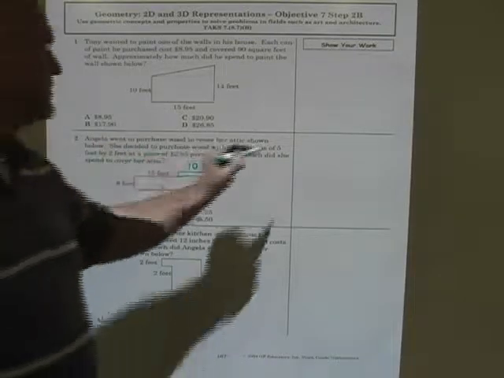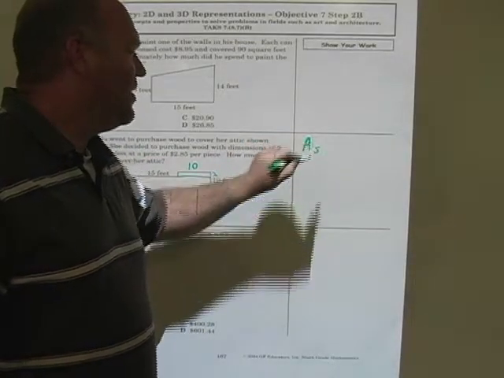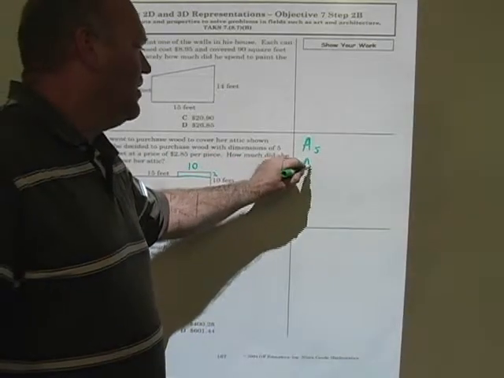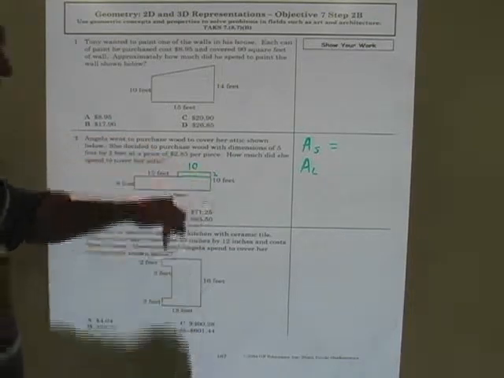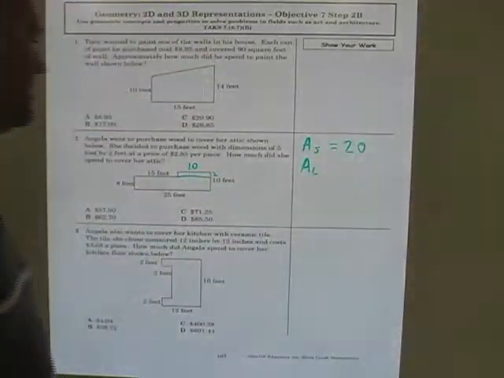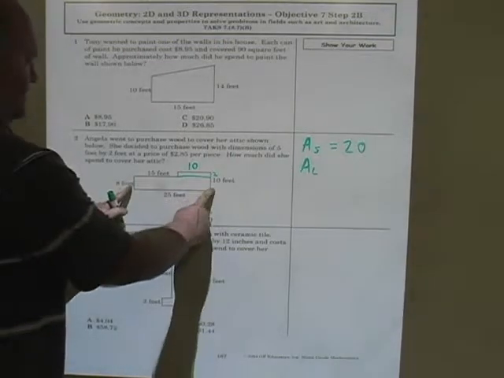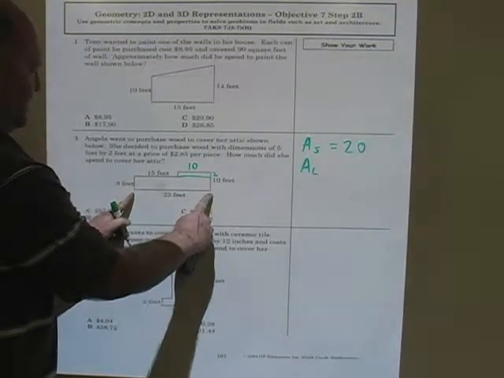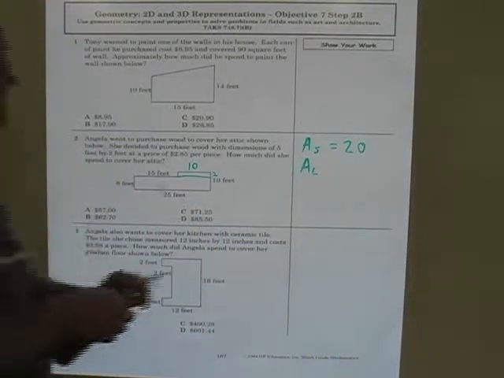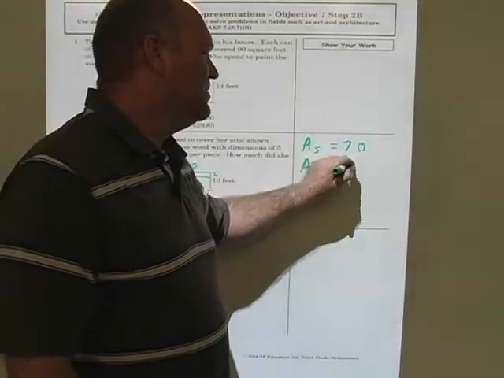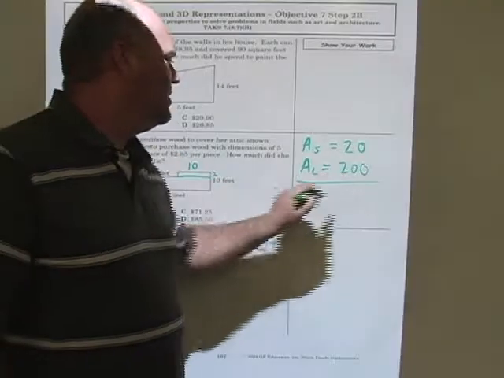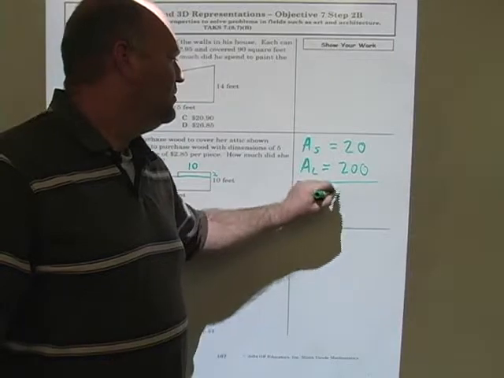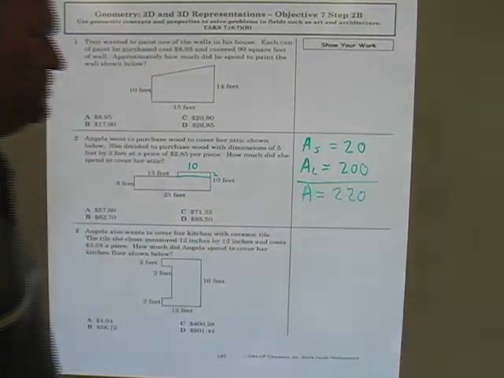So now we've got our 2 rectangles. I'm going to say area of the small and area of the large. The small is just going to be 10 times 2. That's 20. The large rectangle is going to be 25 times 8, which is 200. So our area total is 200 plus 20, which is 220.